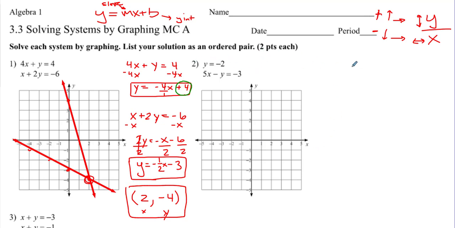All right, same thing here. We've got y equals negative 2. That's already good. Remember, this is one thing you've got to remember too. If you don't see the x and you only see the y, that means we've got a y value of negative 2.